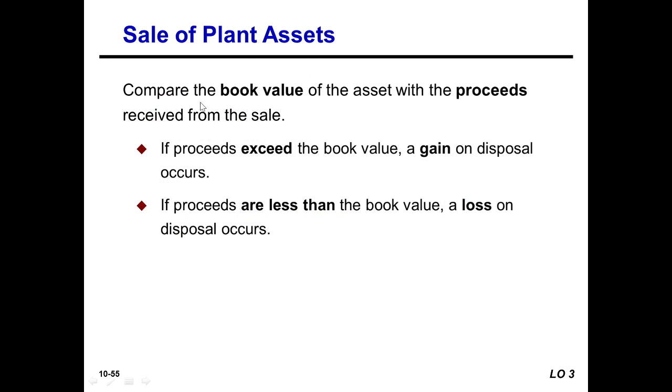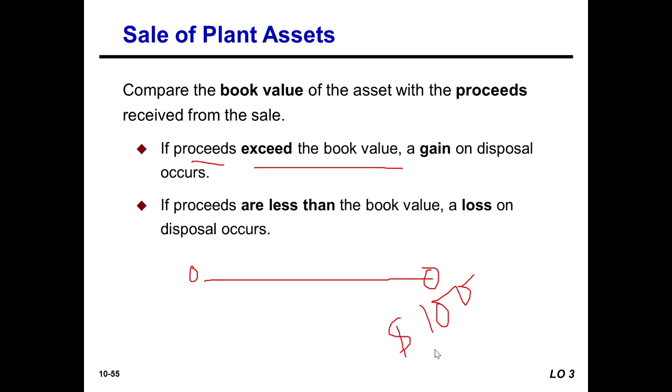This is the sale of plant assets. Compare the book value of the asset with the proceeds received from the sale. Very easy to understand, I think. Please look here, everybody. Suppose the net book value here is $100. If proceeds exceed the book value, we call it a gain on disposal. Suppose we have sold it for $120. So this excess $20 will be our gain.